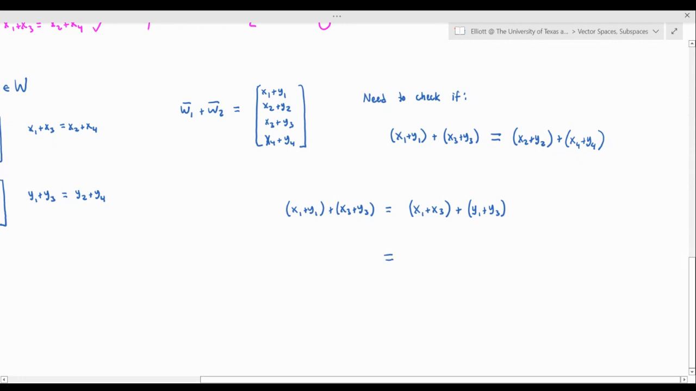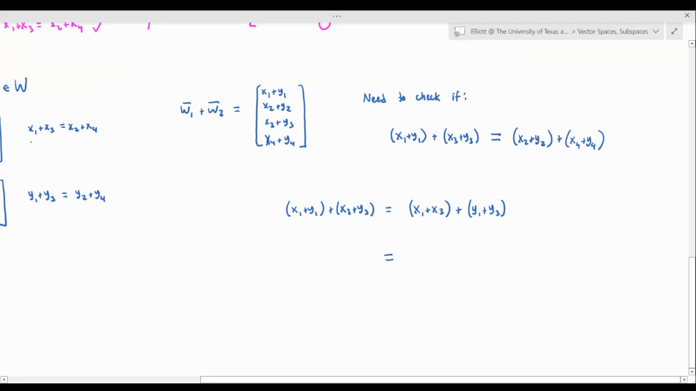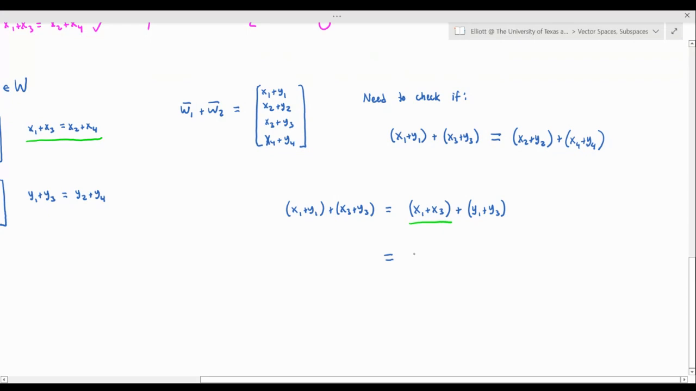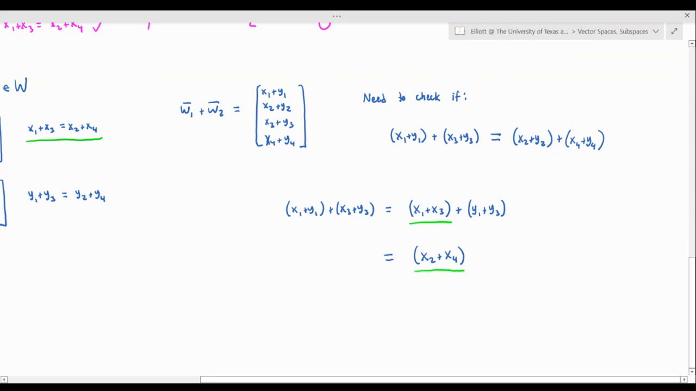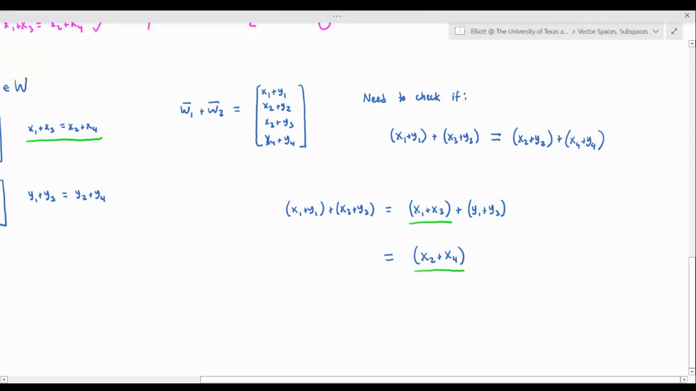All right, now from here though, using this assumption that we have, knowing that x1 plus x3 is equal to x2 plus x4, that means in this expression here, I can substitute or replace x1 plus x3 with x2 plus x4. I can do that because I know that these two are equal to each other. And then likewise, we know that y1 plus y3 is the same as y2 plus y4. So therefore, I can replace y1 plus y3 with y2 plus y4.